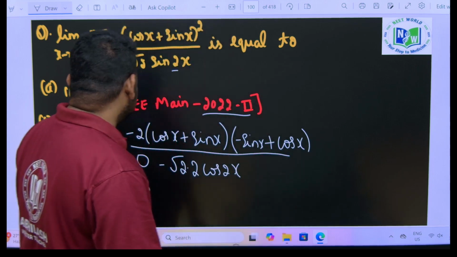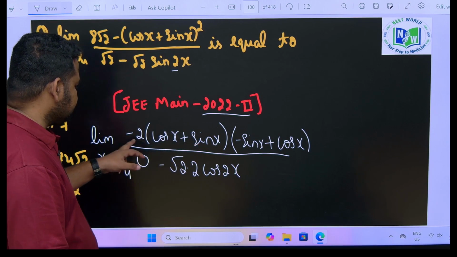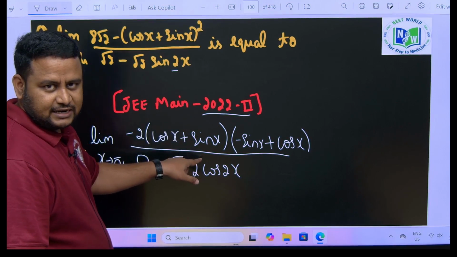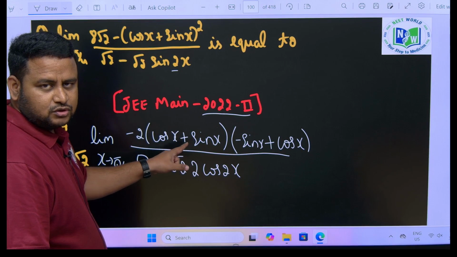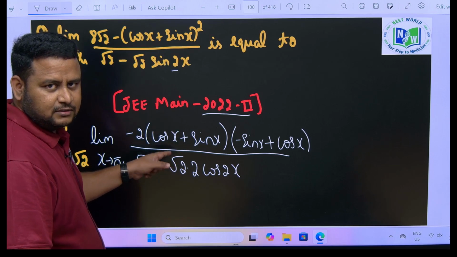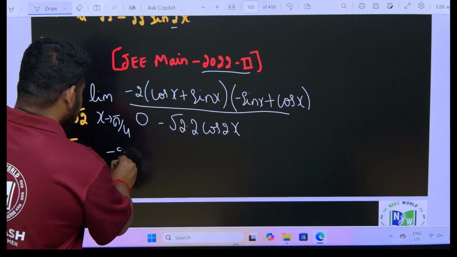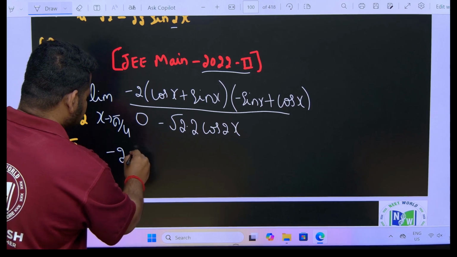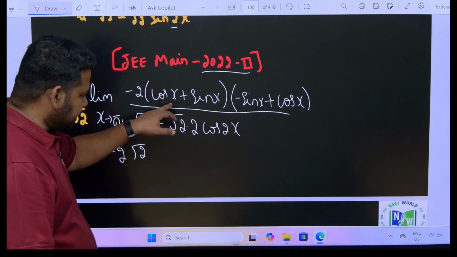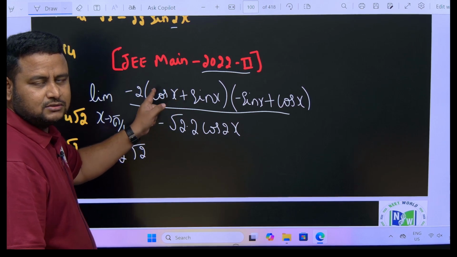Here what we will do? See this minus 2 root 2 and cos x plus sin x. For cos x plus sin x, if I apply pi by 4, this will be 1 by root 2 plus 1 by root 2. Correct? So if I add, it will become 2 times 1 by root 2. That is 2 by root 2.